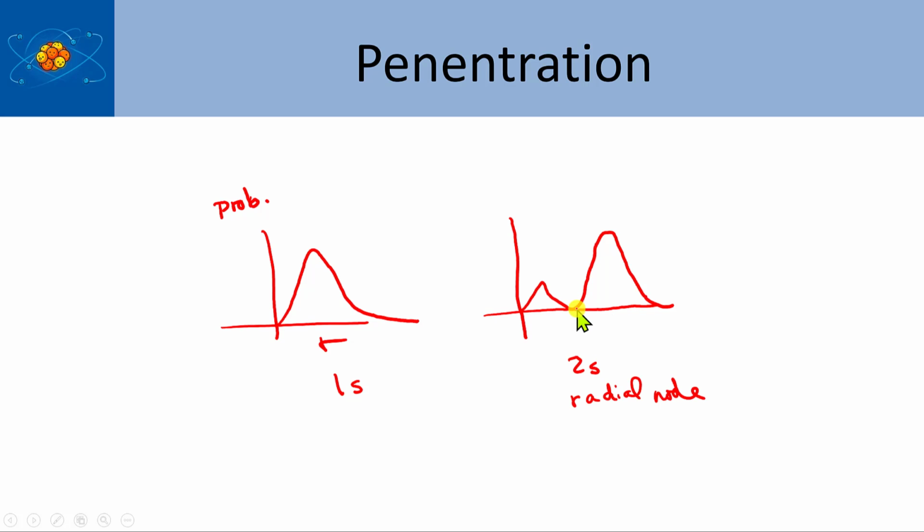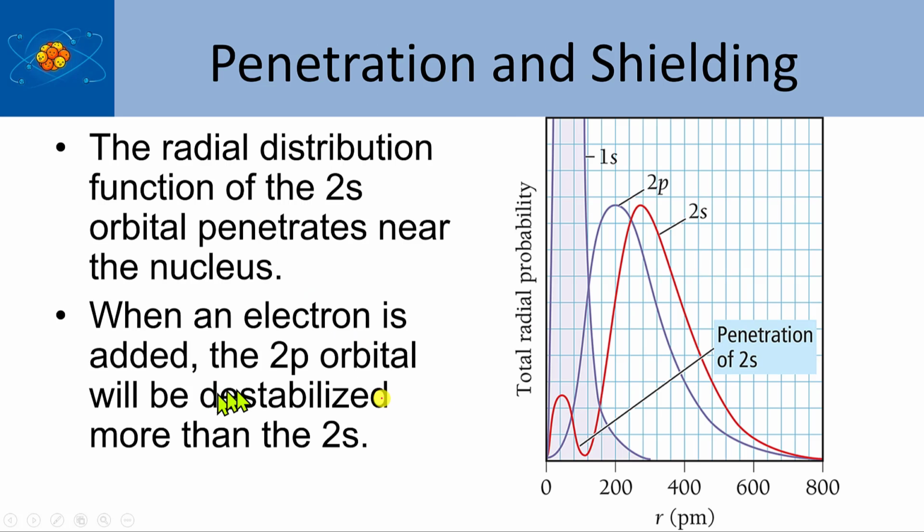Even though there's this node in here, if you superimpose the 1s and the 2s on top of each other, you get a graph. This is the book's version of the 1s versus the 2s. So here's 1s, here's 2p, and here's 2s. And you notice what penetration does is it puts electron density for the 2s orbital inside the 2p orbital. In other words, using Coulomb's law, that electron is actually more strongly attracted to the nucleus in the 2s orbital than it is in the 2p orbital. What that does is it causes there to be a slight difference in energy in the orbitals.